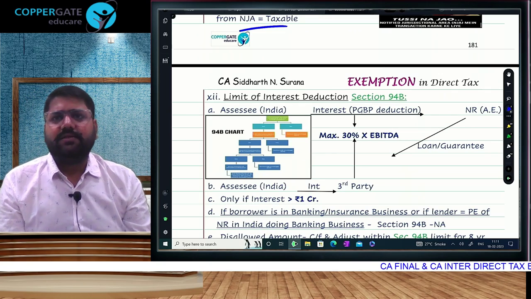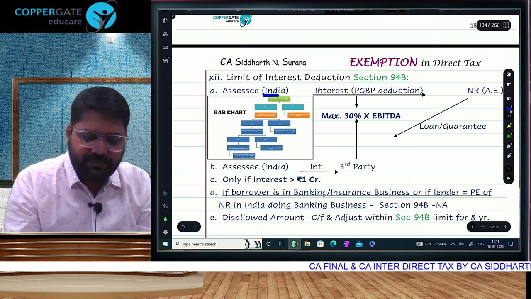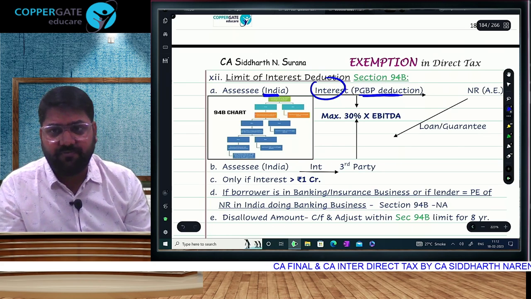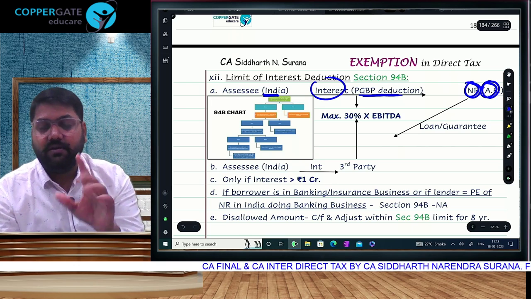Okay. Next, section 94B, the limit on interest deduction. Whenever an assessee in India is paying interest under PGBP, an expense of business, to a non-resident associated enterprise. So, PE's definition is very clear.